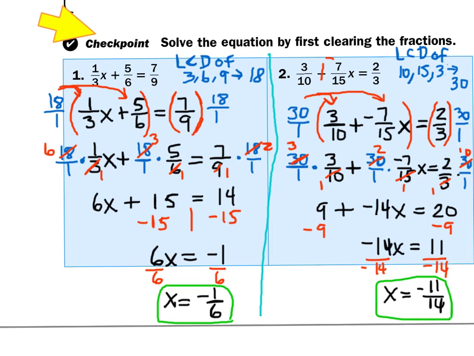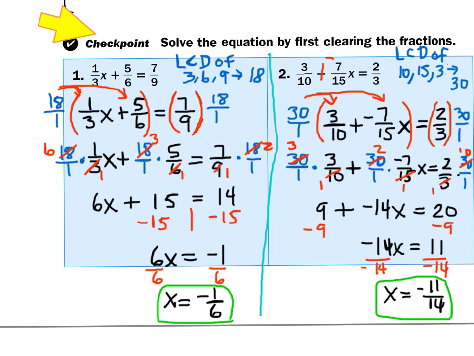But look at number 1. 1/3 x plus 5/6 equals 7/9. So remember, get the LCD of 3, 6, and 9. Well, you could probably do that in your head. 9 is the biggest one. The next multiple of 9 is 18, and that will work for all three. So 18 is the LCD of 3, 6, and 9.